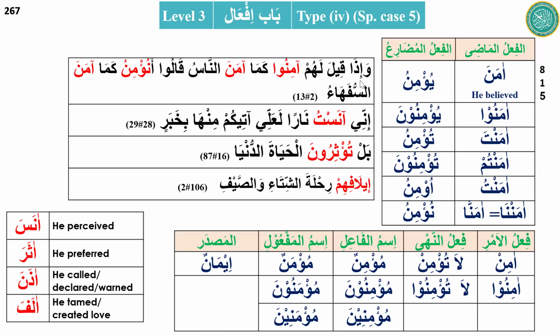Again, combined translation, please. And when it is said to them, you all believe as the people believed, they said, do we believe as the foolish believed? Yeah, you didn't guess. So we have to translate it rightly. Thank you, Abdullah. Good job.